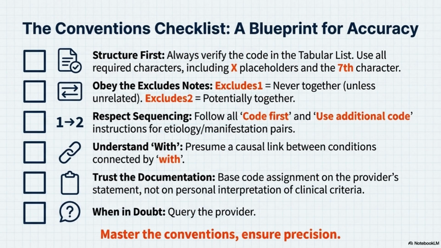To ensure accuracy in ICD-10-CM coding, always verify the code in the tabular list. Use required placeholders and seventh characters. Follow Excludes 1 and Excludes 2 notes carefully. Respect sequencing instructions for etiology and manifestation. Presume causal relationships indicated by "with." Base code assignment on the provider's documentation. Query the provider when clarification is needed. Mastering these conventions ensures precision, compliance, and confidence in ICD-10-CM coding.